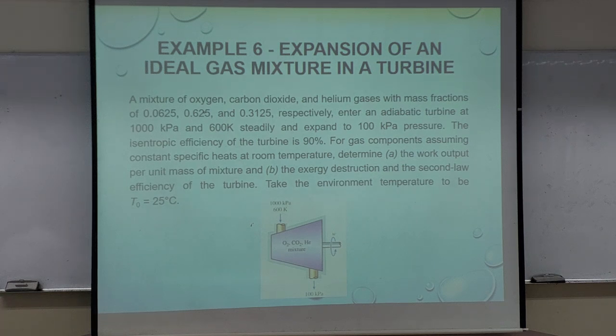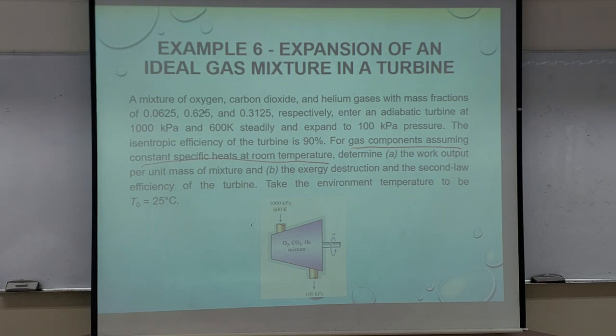The isentropic efficiency of the turbine is 90%. Actually here we say adiabatic but we also have isentropic efficiency. What it is basically trying to say is just ignore the heat transfer. We just put everything in the isentropic efficiency part to take care of that. For gas components, assuming constant specific heat at room temperature, this one I don't need to give you, you can actually get it from the table. Like I said, you by right should only know A, B, you never know that.